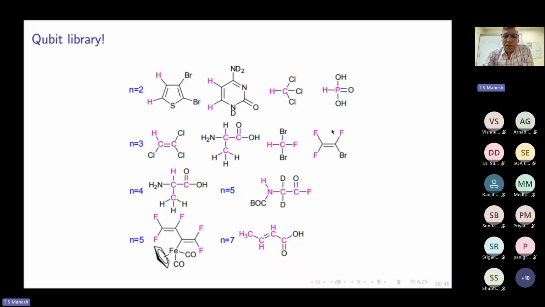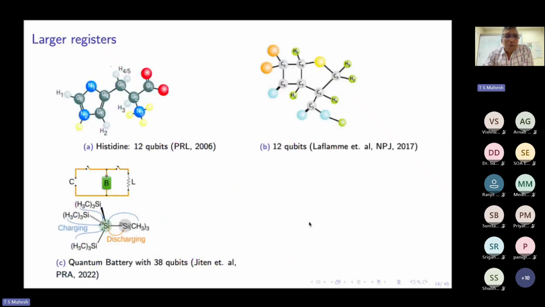So now they form a 3 qubit system. Here, hydrogen, carbon, fluorine, together they form a 3 qubit system. And in this last picture, it is a 7 qubit system, and so on. So there are more qubit systems. For example, this we showed as a 12 qubit system. This is L-histidine, and this is another 12 qubit system.